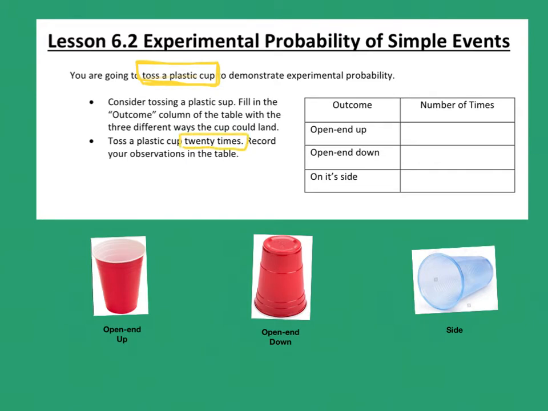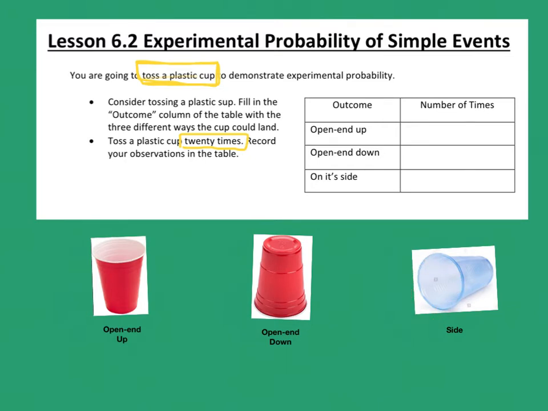Then as the cup lands, you have three possible outcomes. It could land like this, open end up, just like a normal cup would sit. It can land open end down, or upside down from a normal way a cup would land. Or your cup could land on its side.